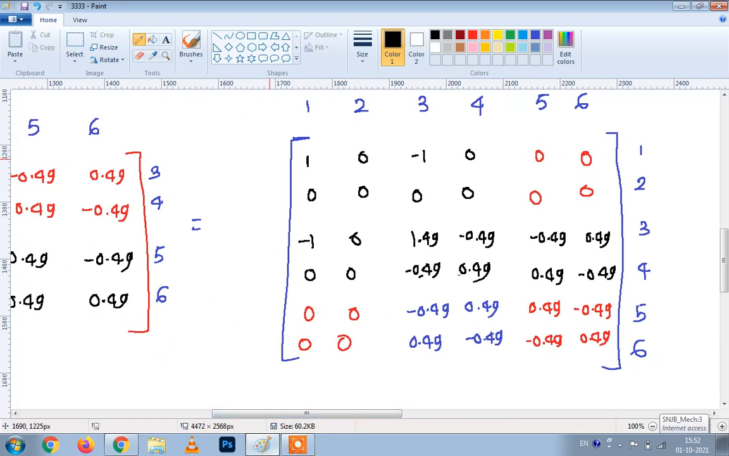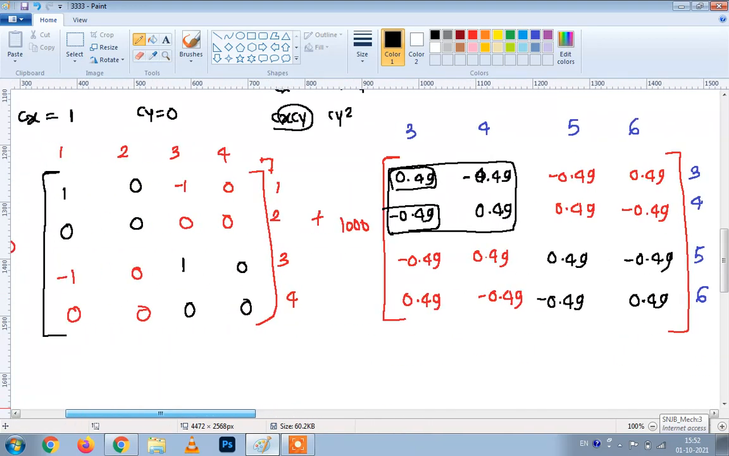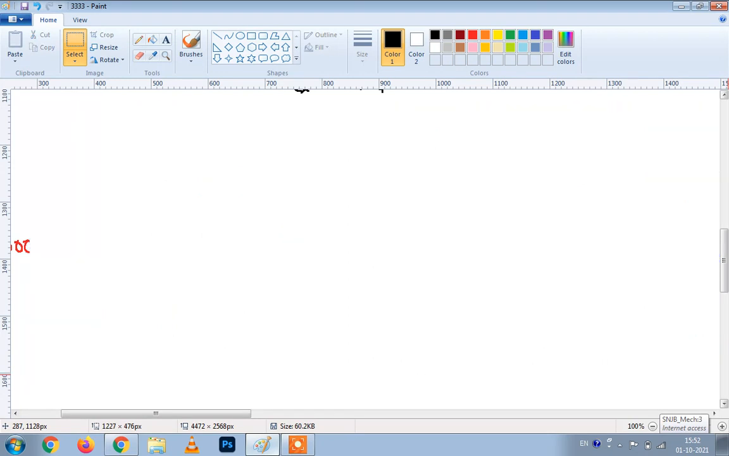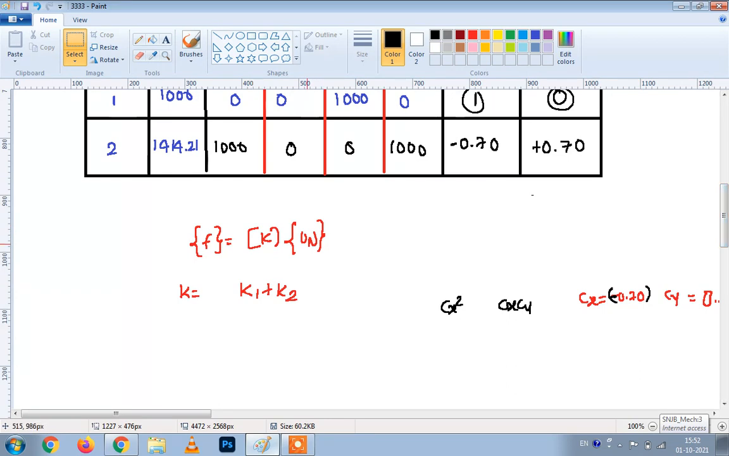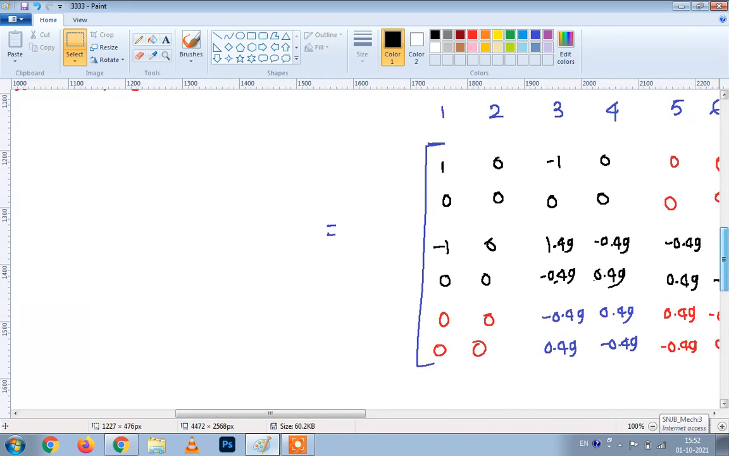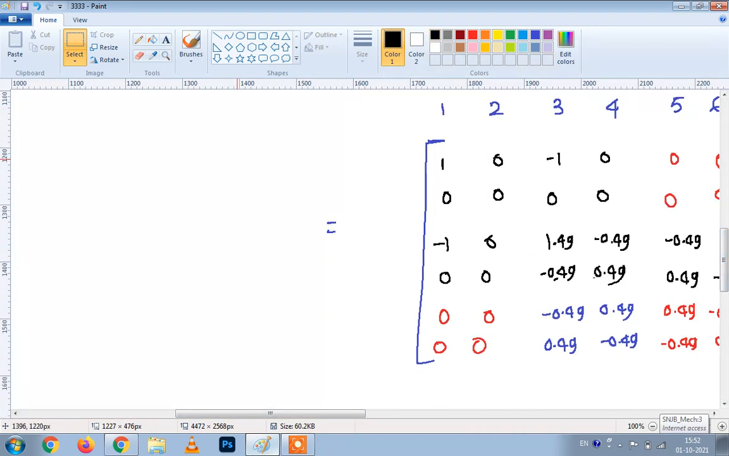We will cancel here first row, second row, fifth, sixth row, as well as first column, second column, and fifth row, sixth column. Before that, I will erase this formula that we are going to use. We have written here formula to find out the displacement at node point number 2: F is equal to K into UN. So I am writing here now the vector for F is equal to K into UN.